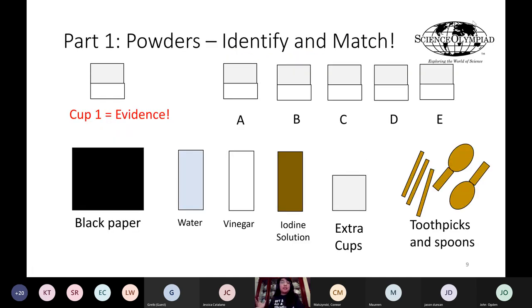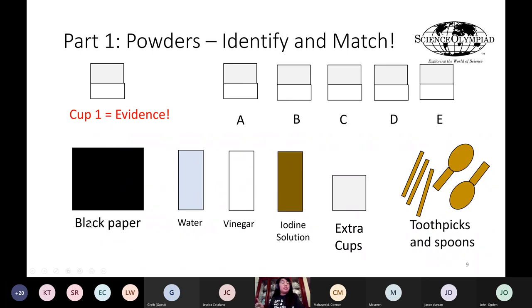So, first part, powders. The objective is to identify and match the evidence of cup one, which contains a mystery powder, as well as other powders left by other suspects in question of the crime. So they have to figure out the identity of the powder in cup one, and it'll correspond to one of the other cups labeled A through D.